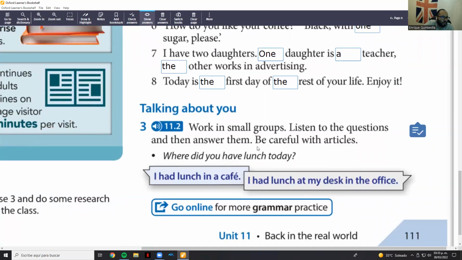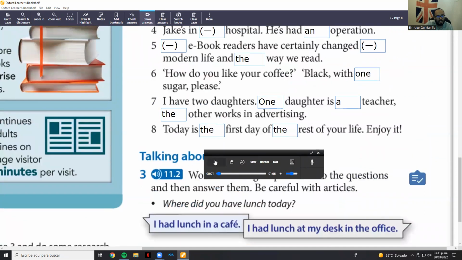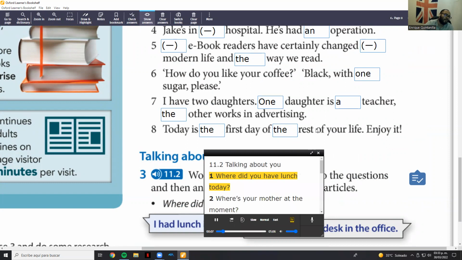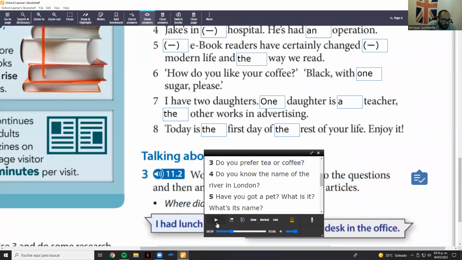So work in small groups, listen to the question and then answer. Be careful about the articles. 11.2. Let's hear this listening. Talking about you. 1, Where did you have lunch today? 2, Where's your mother at the moment? 3, Do you prefer tea or coffee? Okay, these are questions for you.